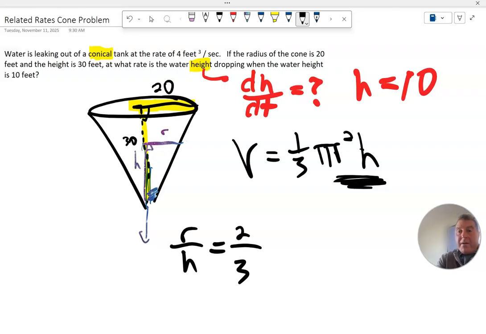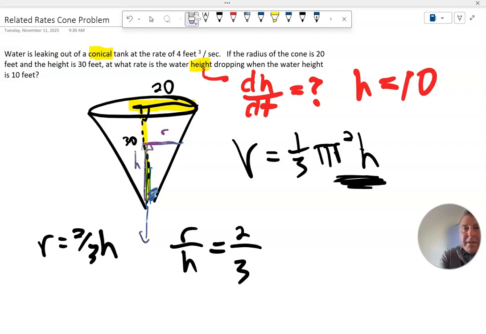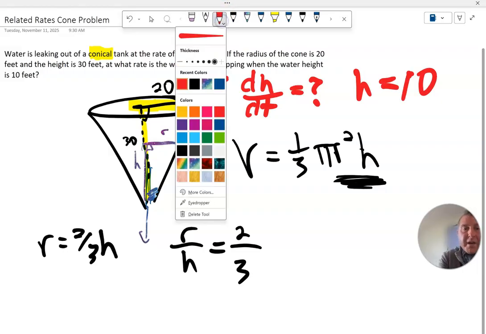Which really means that 3r is the same as 2h. Or the radius at any moment is always going to be 2/3 the height. Okay? Now, given that, this is a nifty little trick. So I'm going to rewrite that over here and get rid of this. At any moment, because of triangle similarity, the radius to the height of the water level has to be 20 over 30 of the original cone. That's because of similar triangles. Therefore, at any moment, the radius is always 2/3 the height.